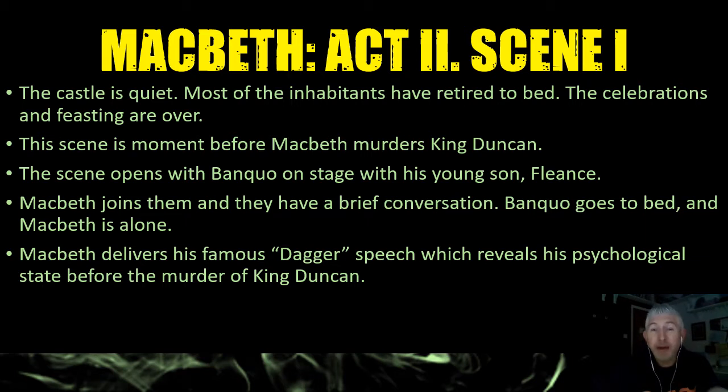The scene opens with Banquo, Macbeth's best friend, on stage with his young son Fleance, and we have this little father and son conversation deep in the night, which Macbeth stumbles in on. Macbeth's not really looking for Banquo. He's just checking that everyone is where he needs them to be, in their bedrooms behind their doors, so that he has the freedom to prowl through the castle towards Duncan's bedroom.